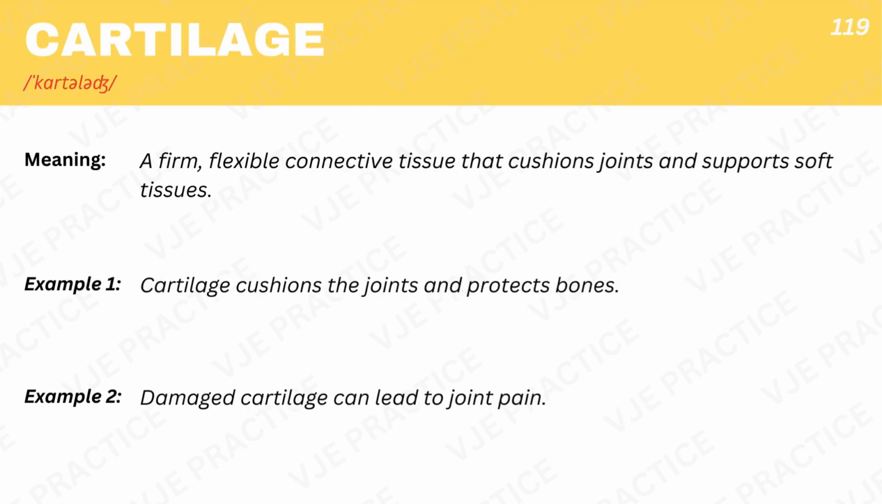Cartilage, a firm, flexible connective tissue that cushions joints and supports soft tissues. Example 1. Cartilage cushions the joints and protects bones. Example 2. Damaged cartilage can lead to joint pain.